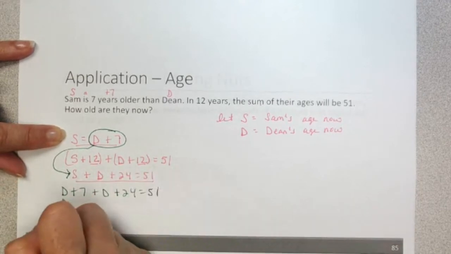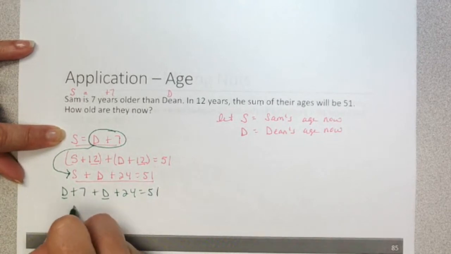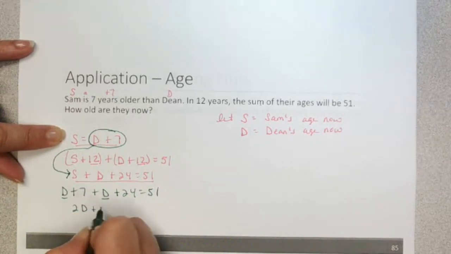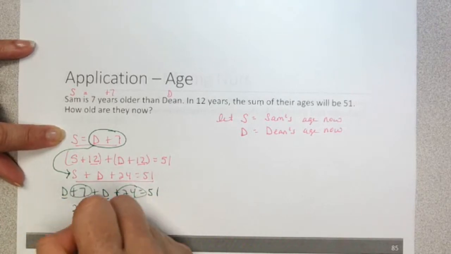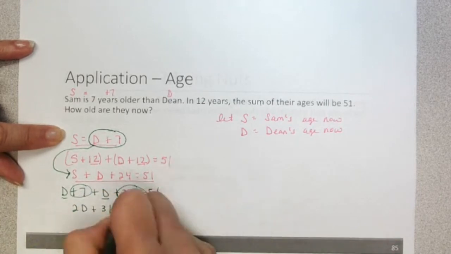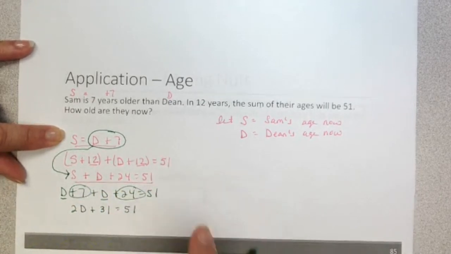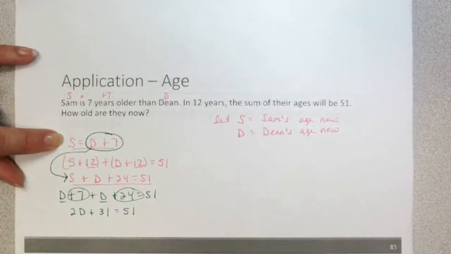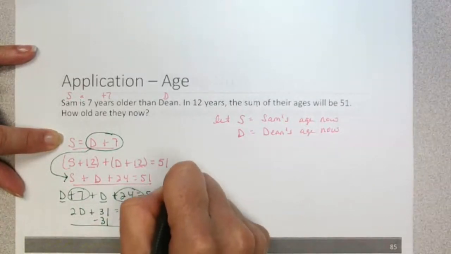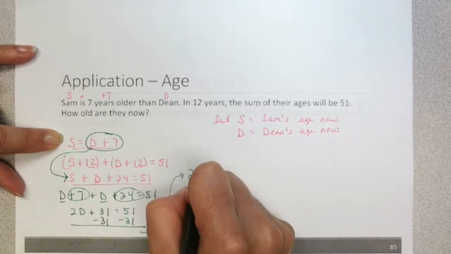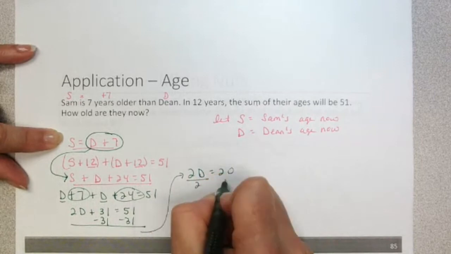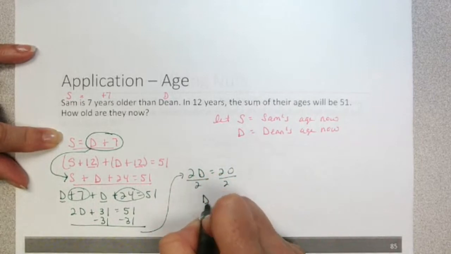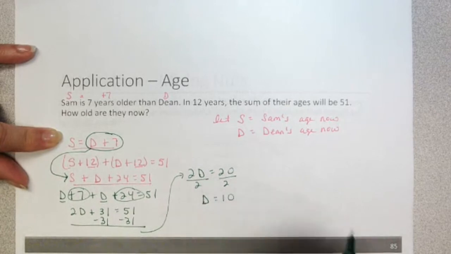Okay, let's combine some like terms. There's D's. 1D plus another D is 2D. And then we've got a positive 7 and a positive 24. When we add those together, that's 31, right? So 2D plus 31 is equal to 51. So solving for D, we're going to want to subtract 31 from both sides. Let's go up here to finish. Okay, so then 2D would be equal to 51 minus 31, which is 20. And if we divide both sides by 2, we see that Dean's age now is 10 years old.